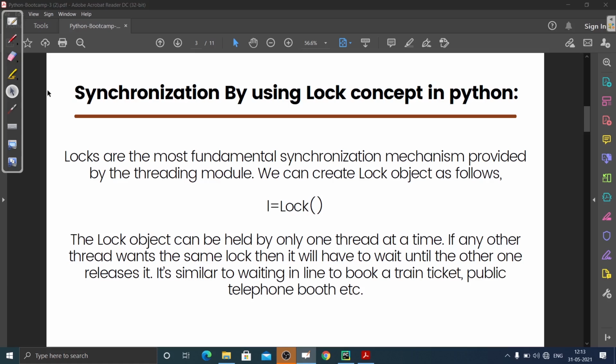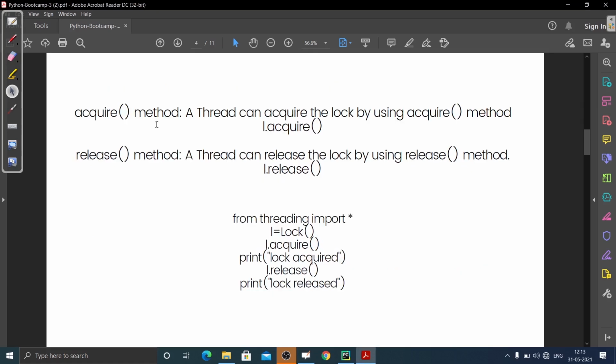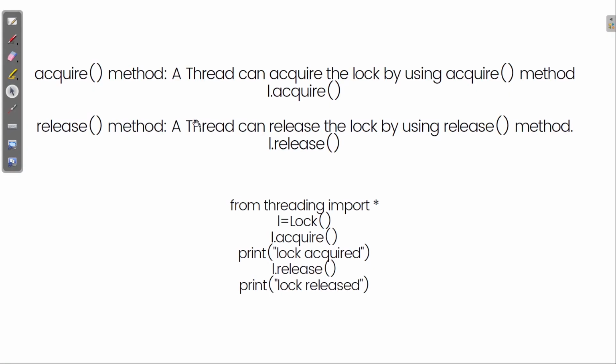Okay, so we know that. Let me just explain this. These are the two important methods inside the lock. If any thread needs to acquire, or start, or take that lock, it will need the acquire method. A thread can acquire the lock by using this acquire method.